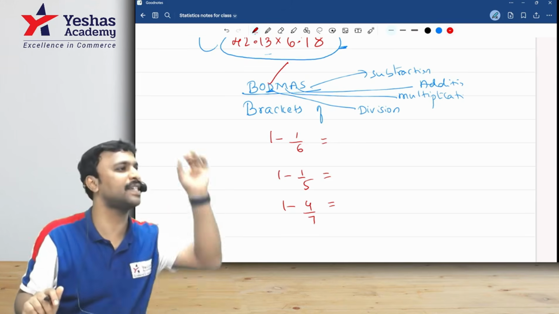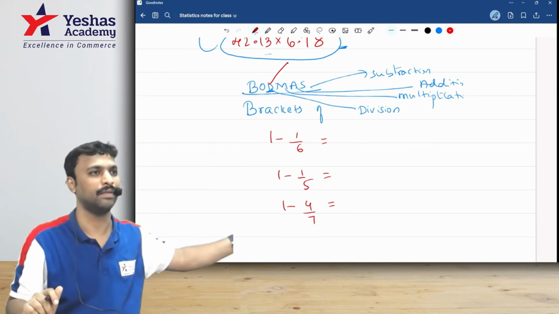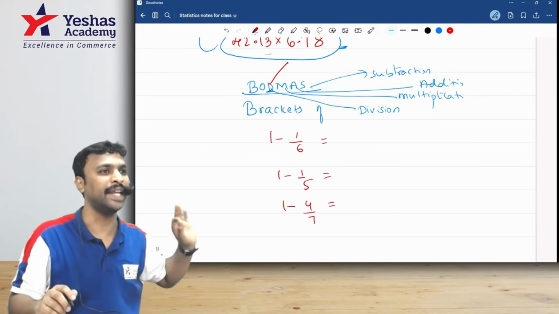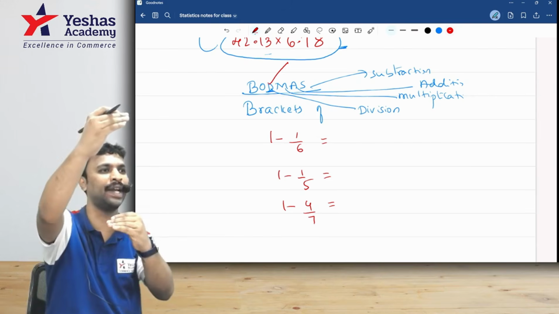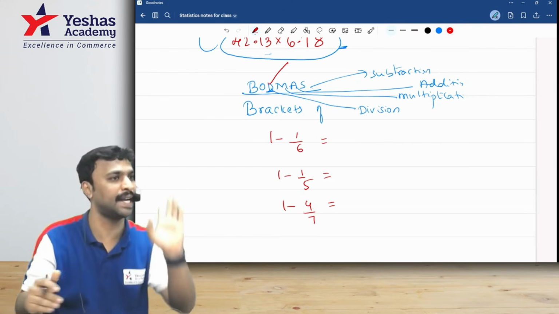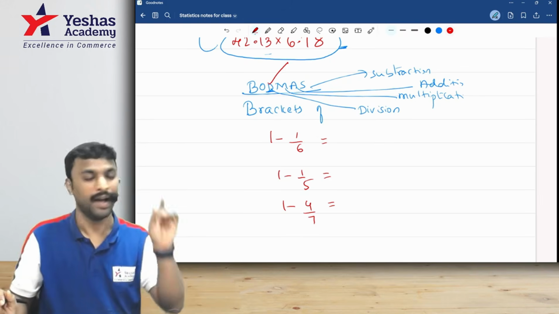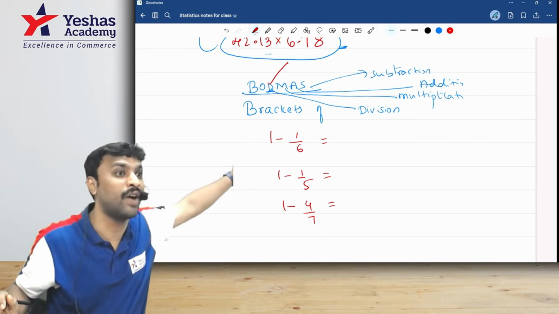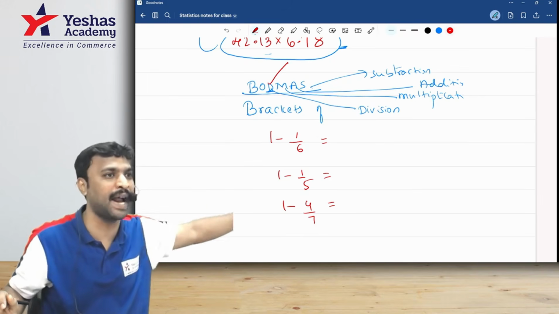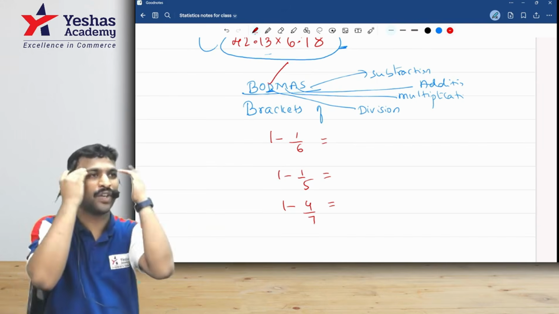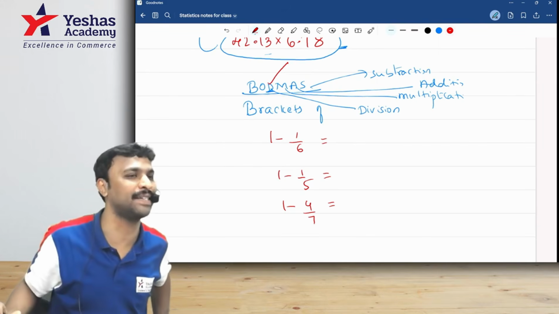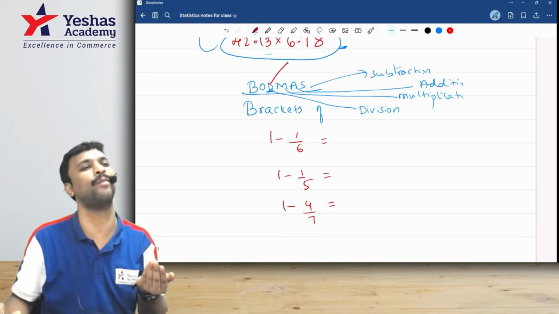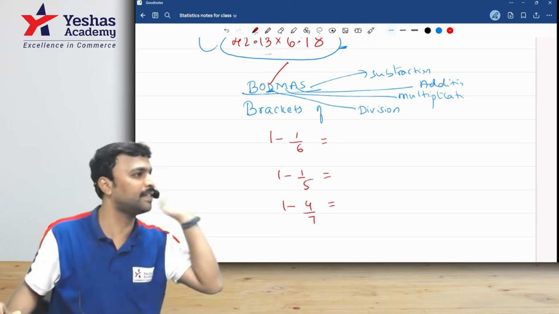Whenever a fraction is subtracted from 1, what do you mean by fraction? Any number of the form what? Numerator by denominator. That's called as what? Fraction. Fraction is subtracted from what? 1. Particularly fraction subtracted from 1. Then straight away you can do it in the mind itself. It will take only 1 second or maximum 2 seconds. What is that you have to do?